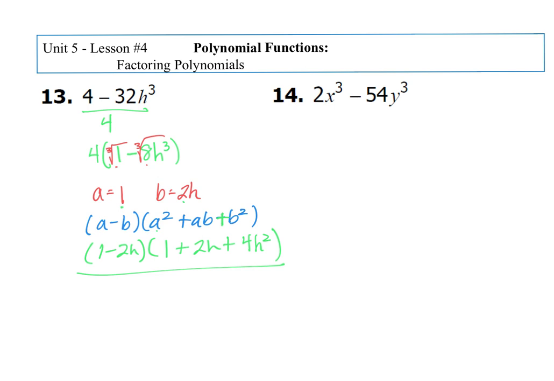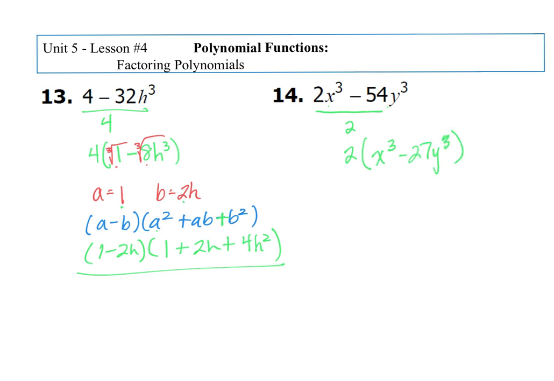Okay, one more like this. And then on the back, we kind of have some more review types of factoring. Okay, 14, we have 2x cubed minus 54y cubed. Again, I'm looking at 2 and 54. They're not on my perfect cubes list, but I can see that they're both even, so I can divide out a GCF, and that will be 2. We don't have common variables, so the GCF is just 2. So 2 parentheses, 2x cubed divided by 2 is x cubed. Negative 54y cubed divided by 2 is negative 27y cubed.